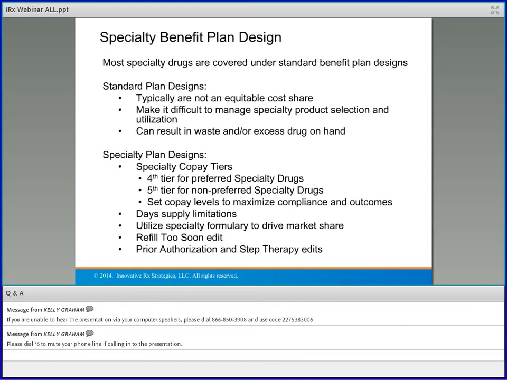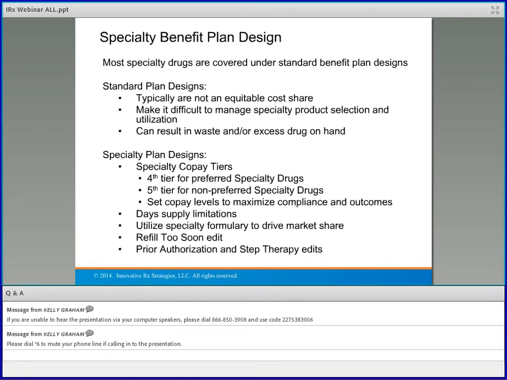So if you do raise your copay or have a fourth and fifth tier, and even if you don't, but even if the member is still having difficulty paying for the cost of that specialty drug, at least on the copay side, they do have programs that you can work through your PBM to help your member get that copay assistance.